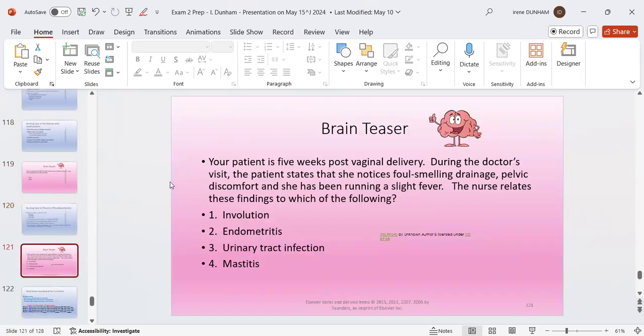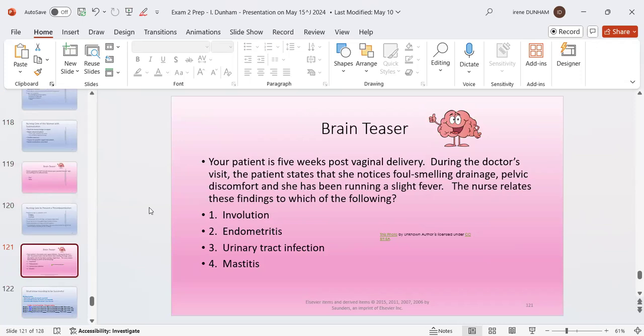Okay. How about this one? Your patient is 5 weeks post-vaginal delivery. During the doctor's visit, the patient states that she noticed a foul-smelling drainage, pelvic discomfort, and she's been running a slight fever. The nurse relays these findings to which of the following? Ooh. Okay. Is it UTI?